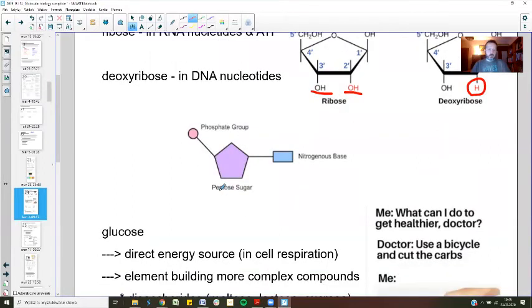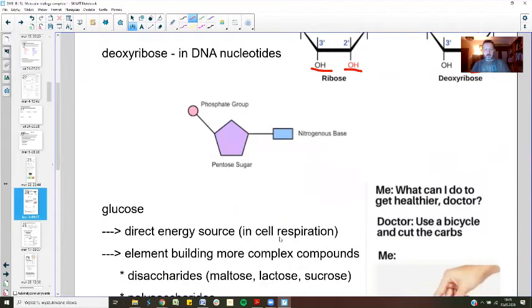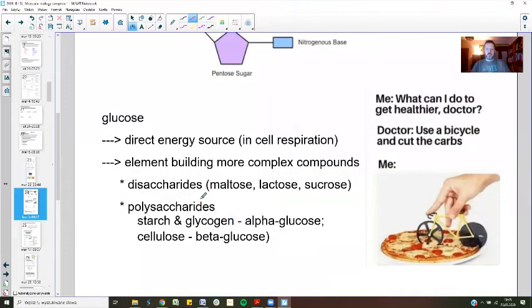Let's take a look at glucose. Of course, we all know that this is a direct energy source in cellular respiration. However, it also is a building block for more complex compounds, such as disaccharides, that will be mentioned in a minute, and polysaccharides, such as starch, glycogen, and cellulose. Glucose and carbohydrates in general, most of them at least, because cellulose has a structural role, have the role of providing energy for a cell, energy for an organism.